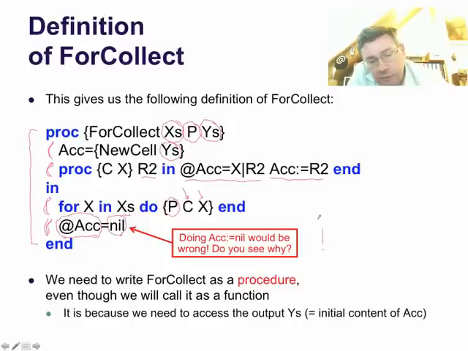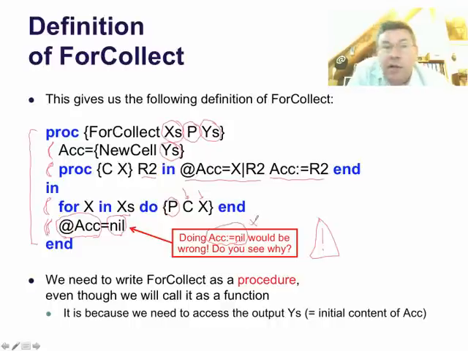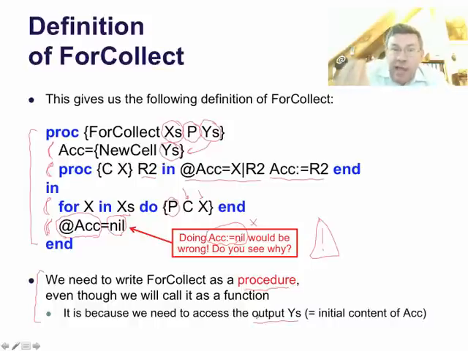Note, important, we do not want to do ACK := nil. That would replace the content of the cell, but we do not want to do that. You see why? We want to bind the end of the list and not replace the content of a cell. Okay? There is a final point here. We need to write for_collect as a procedure, even though we will call it as a function. It's because we need to access the output YS. Even though we call for_collect as a function, defining it as a procedure gives us access to YS because we need to use YS in the body of for_collect.